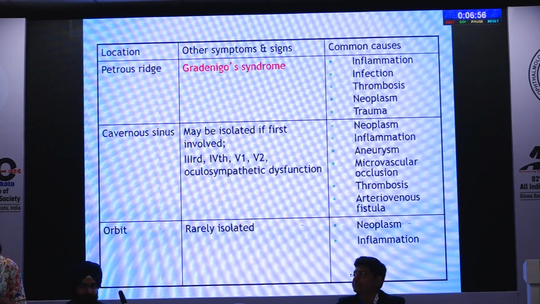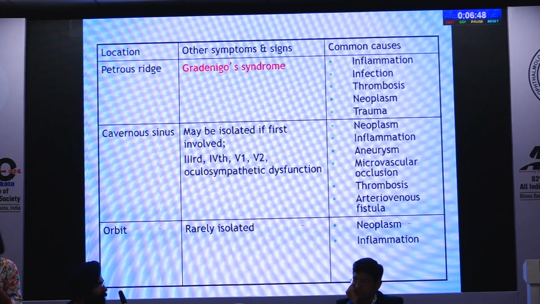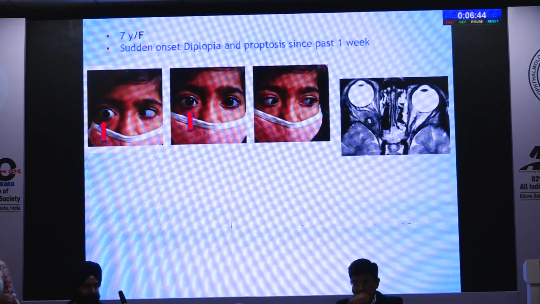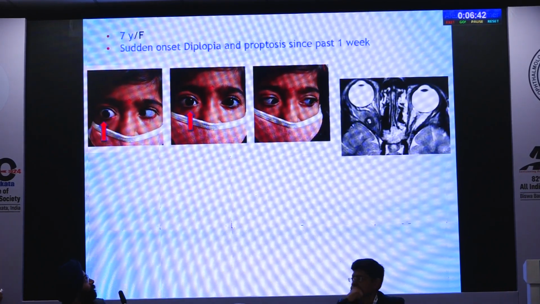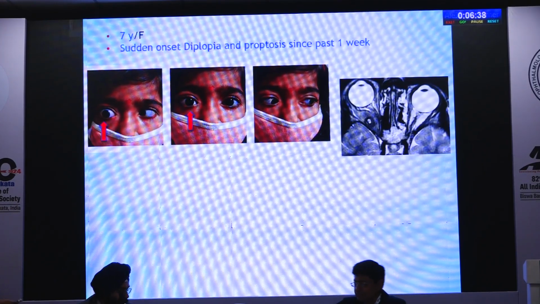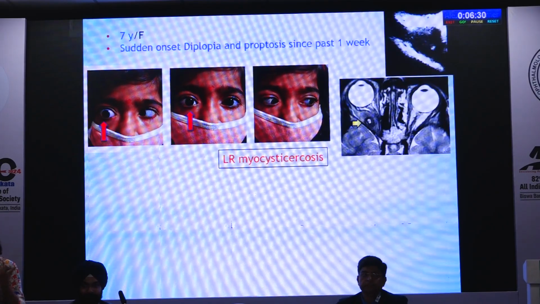Then if it's a cavernous involvement, again, it will not be isolated. You will have third, fourth, fifth nerve involvement. If it's orbital, look for orbital signs like a chemosis or a proptosis. Like this child comes to us with a right-sided sixth nerve palsy. But what you also notice is a proptosis. So we did a neuroimaging, and you see this beautiful cyst lying over here. So it was a case of myocysticercosis. And this was also shown on ultrasound.